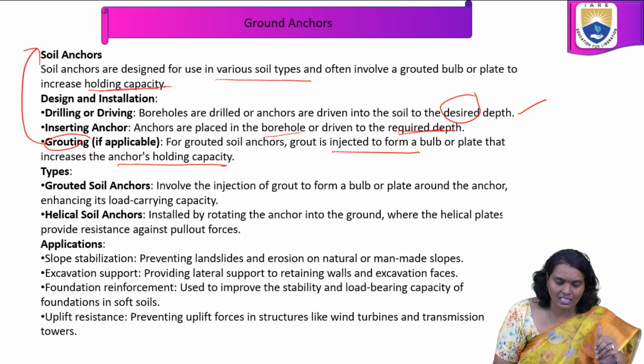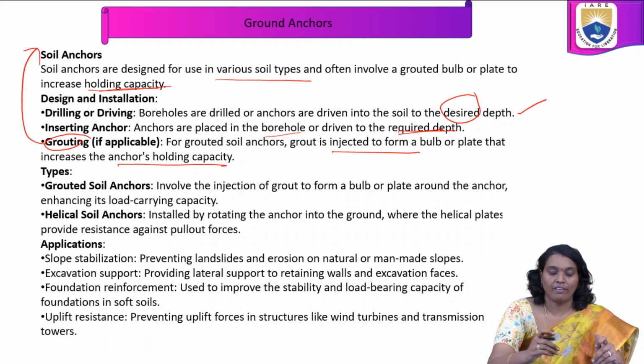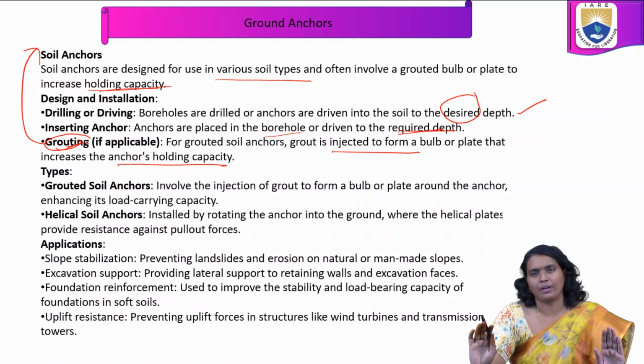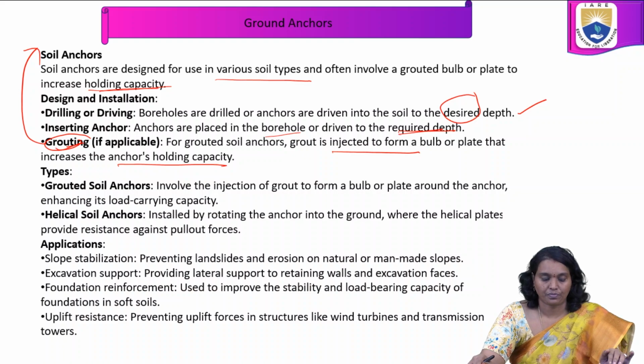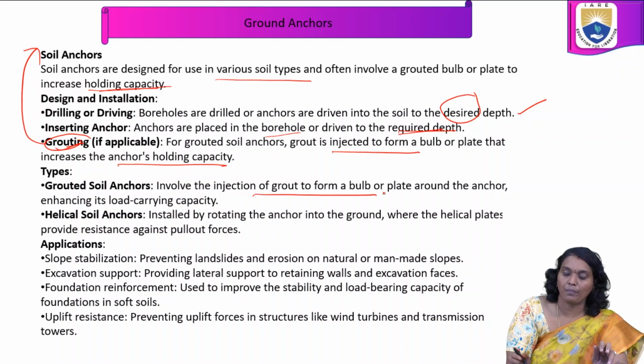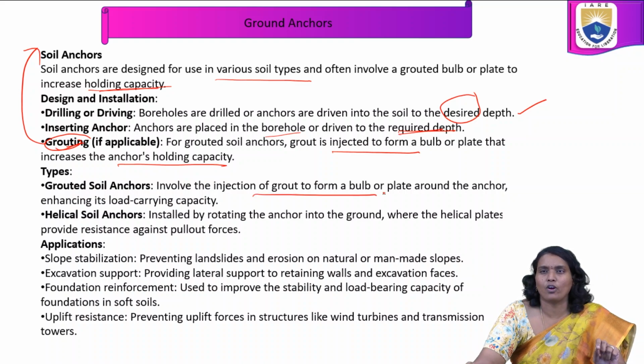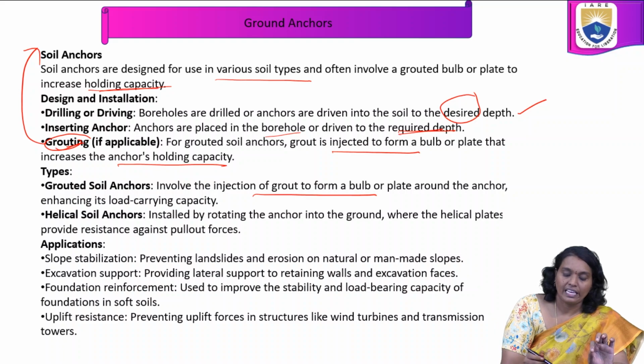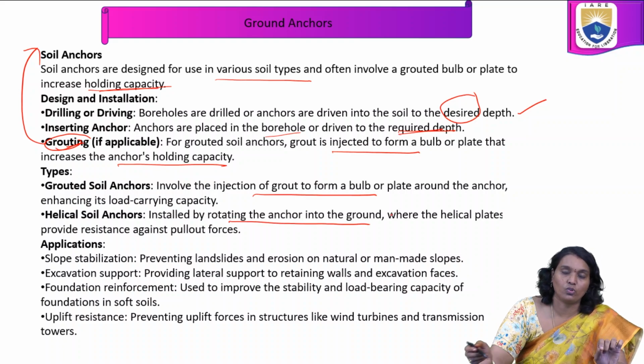What are the various types of soil anchors? Grouted soil anchors and helical soil anchors. Grouting is used if applicable, whenever it is needed. Grouted soil anchors involve injecting grout to form a bulb or plate around the anchor, enhancing its load carrying capacity.